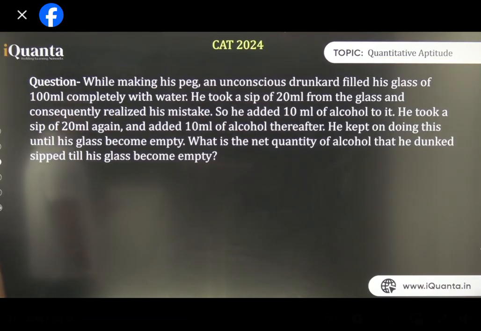Next one is this one. This is one of my curated questions, so please solve this question. Very good question, this one. This is like an actual CAT-like question.